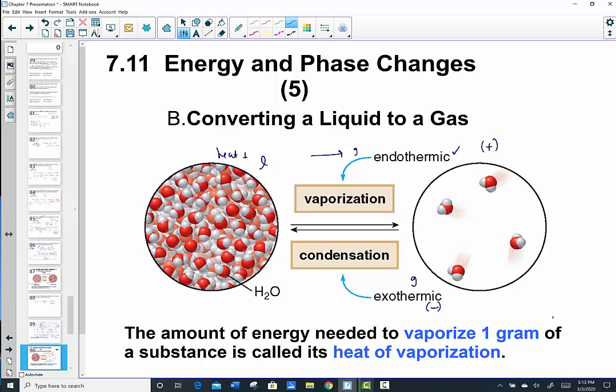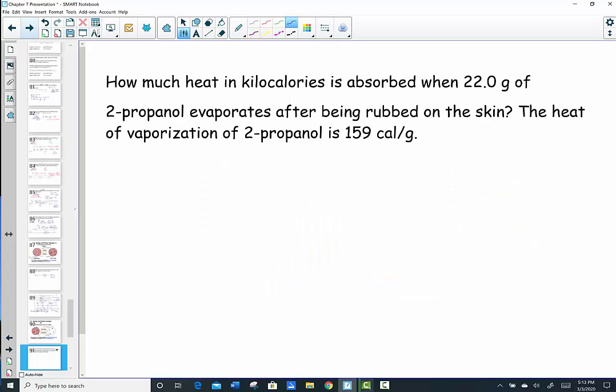The term for this is called heat of vaporization. Just like we had heat of fusion from solid to liquid, we have heat of vaporization from liquid to gas. So these are really the same type of problems. We just have a different heat of fusion versus heat of vaporization value to use. How many kilocalories are absorbed? Okay, absorbed, positive energy, endothermic.